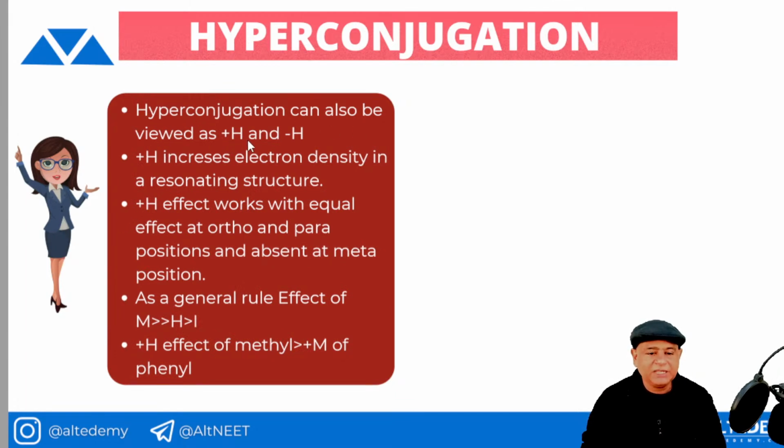Hyperconjugation can also be viewed as plus H and minus H. Plus H increases electron density in a resonating structure, as we have seen in the case of CH3. Like we had this benzene ring, and this is CH3, showing the plus H effect, pushing electrons into this carbon in the benzene ring. Because it is pushing electrons into the benzene ring, the electron density in the ring gets increased. And because of that, electrophilic substitution, the characteristic reaction of the benzene ring, gets enhanced. So plus H increases electron density in a resonating structure. And the plus H effect works with equal effect at ortho and para positions. Bear in mind, this is the ortho position, this is the para position. It works with equal effect. It won't say here it will be more, here it will be less. No, it's not a distance dependent effect.